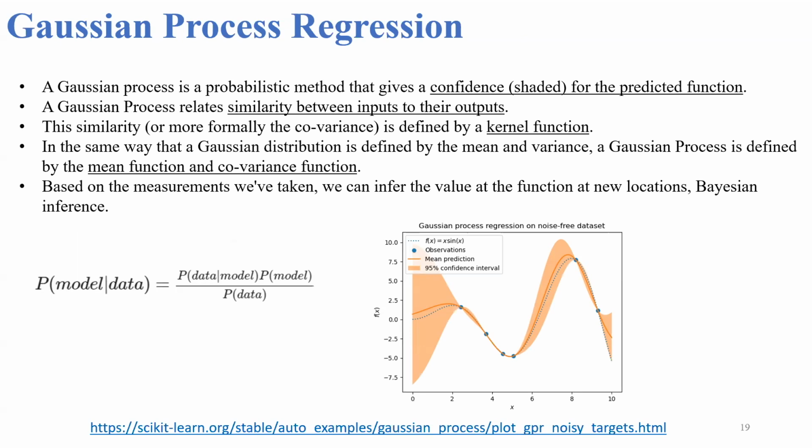Gaussian process regression. A Gaussian process is basically a probabilistic method that gives a confidence for the predicted function, the shaded region shown on the right-hand side. A Gaussian process relates the similarity between inputs to their outputs. This similarity, or more formally the covariance, is defined by something called a kernel function. In the same way the Gaussian distribution is defined by the mean and variance, a Gaussian process is defined by a mean function and the covariance function. So based on the measurements we have taken, we can infer the value of the function at a new location, called Bayesian inference. That is, P of model given data is given by P of data given model, P of model, over P of data.